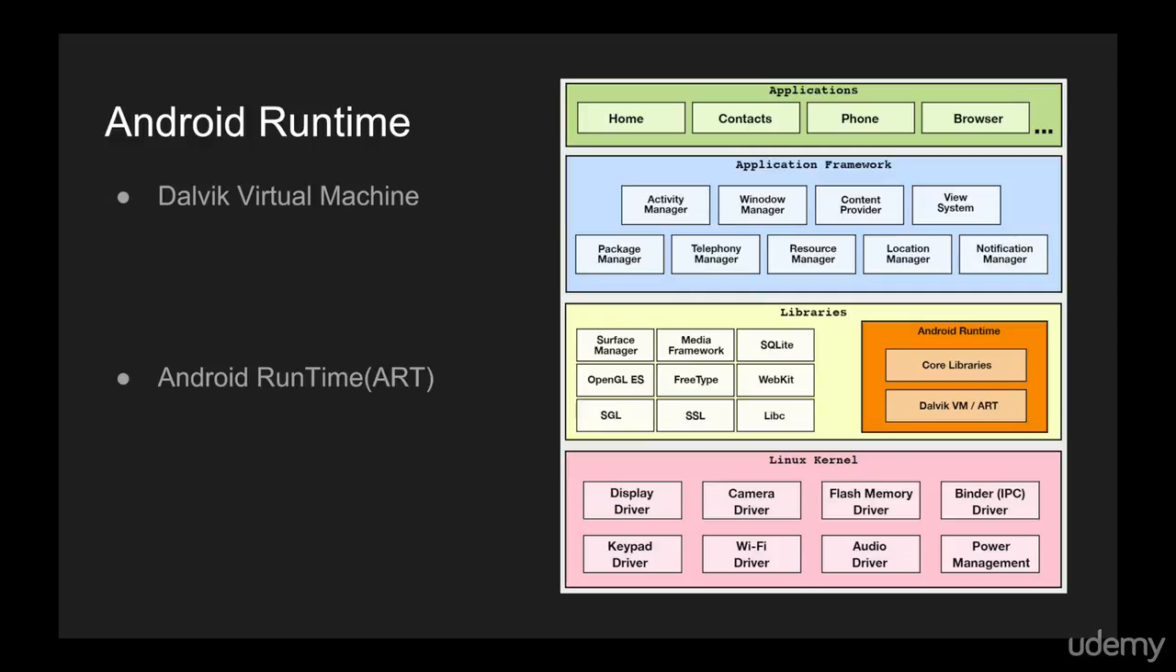ART added the use of ahead-of-time or AOT compilation by compiling the entire application into native machine code upon installation. How does this help? Faster execution of applications, improved battery time, improved memory allocation, and garbage collection.